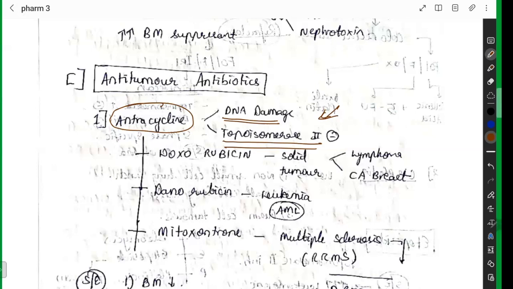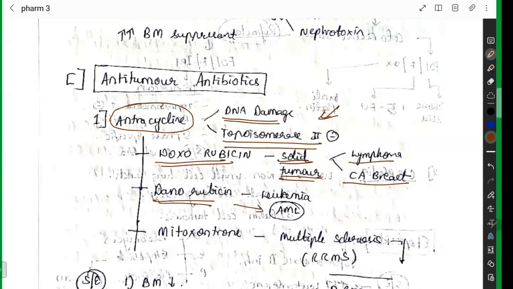What are those drugs? Anthracycline. What are the drugs? Doxorubicin, daunorubicin, mitoxantrone. Okay, first one is going to be doxorubicin. They are used in the solid tumors like your lymphoma, like your CA breast, and daunorubicin you use in the case of AML.